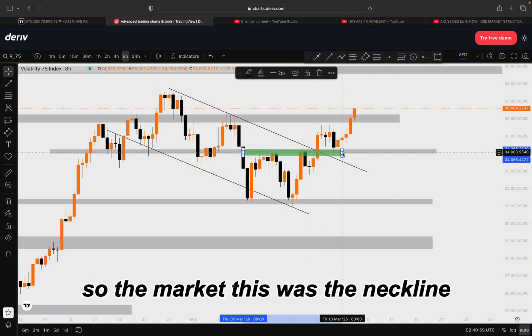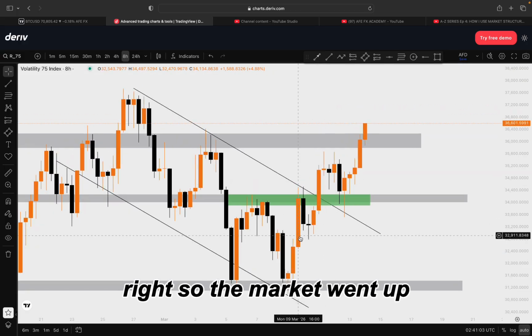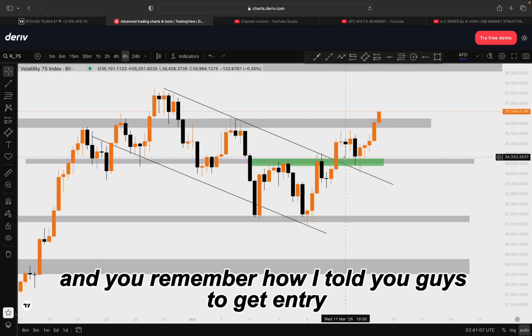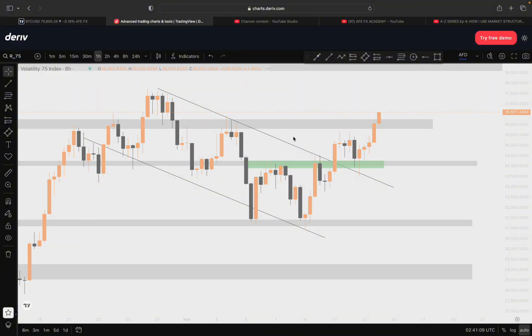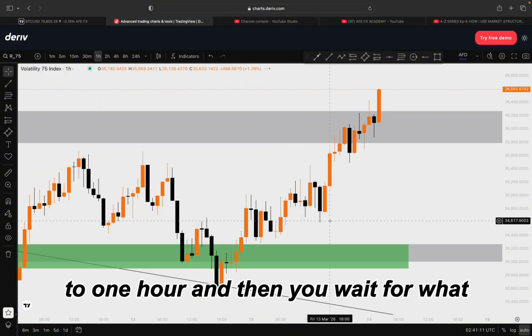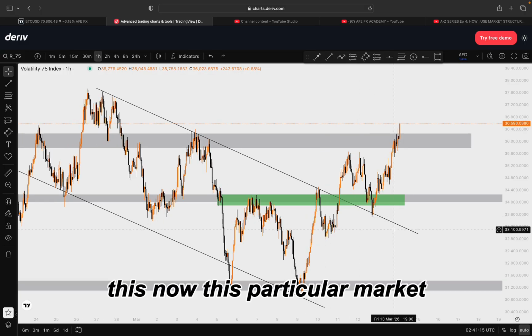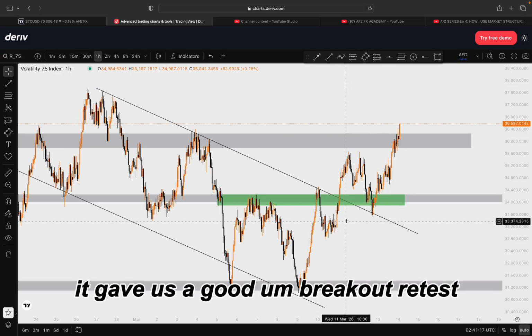So the market, this was the neckline, right? So the market went up, bounced on this neckline, which is still a chart pattern. And you remember how I told you guys to get entry? You come down to what? To 1 hour, and then you wait for what? This particular market, it gave us a good breakout retest.